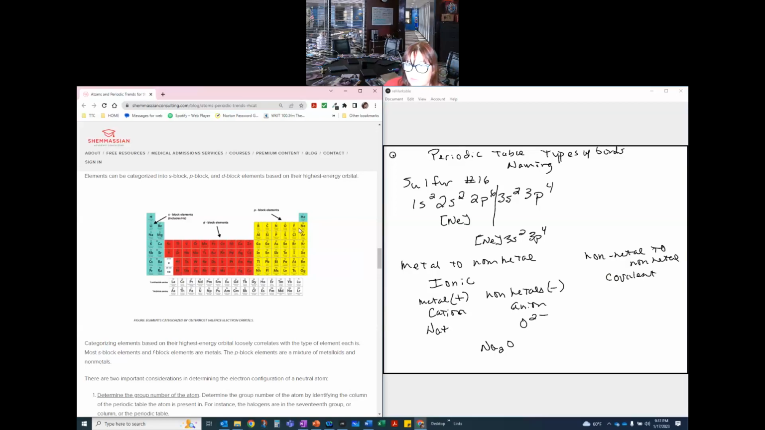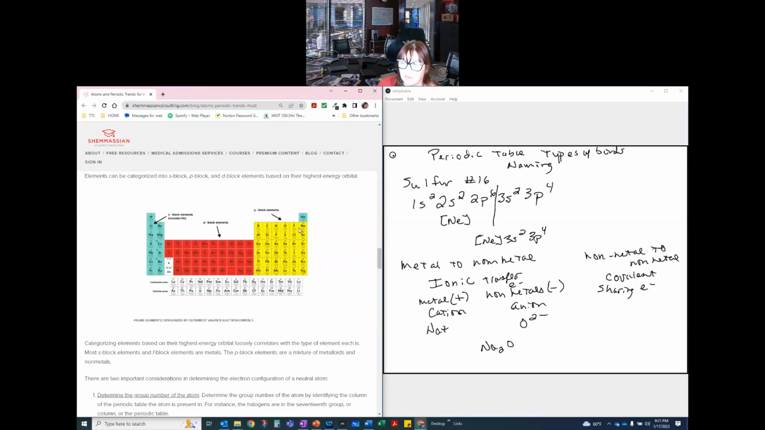And when we do that, we don't have full charges. So we're sharing electrons. Here we transfer electrons. Okay, so we don't have actual charges. We're sharing electrons to get to that octet.